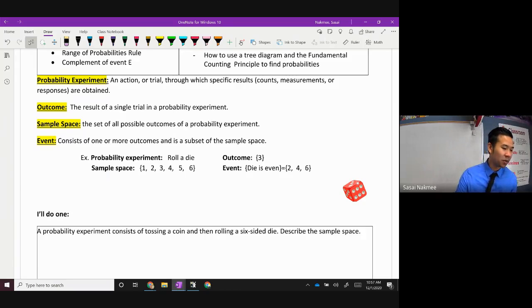All right, anyways, let's move on. The probability experiment: an action or trial through which specific results, counts, measurements, or responses are obtained. So you can make something a probability experiment, right? Almost anything, as long as you're looking to record the action, the trial, or a specific result of that thing.